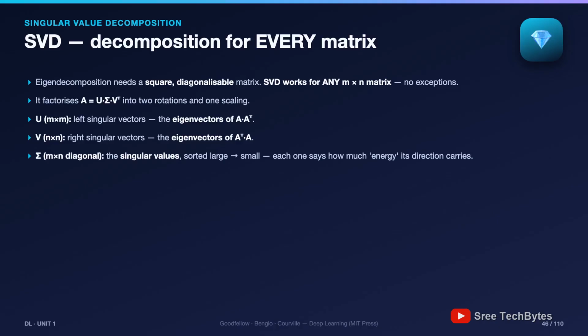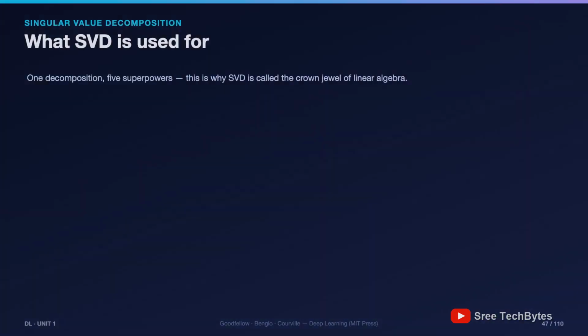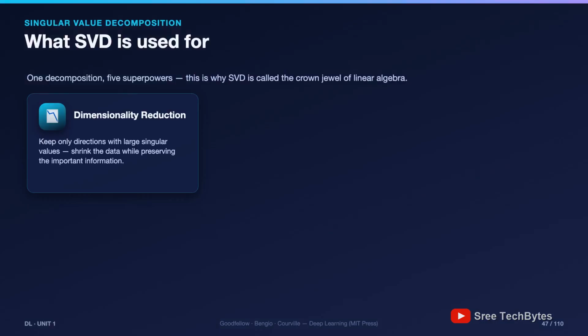The cast of characters: U and V are orthogonal matrices. Remember them from the zoo. Pure rotations. U comes from the eigenvectors of A A transpose, V from A transpose A, and sigma holds the singular values sorted from largest to smallest, each one telling you how much energy its direction carries. That sorting, biggest first, is about to become very profitable. So what do you actually do with an SVD?